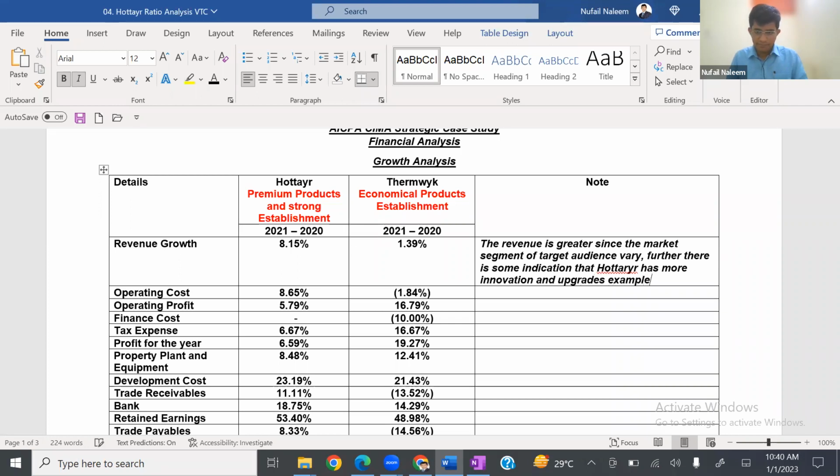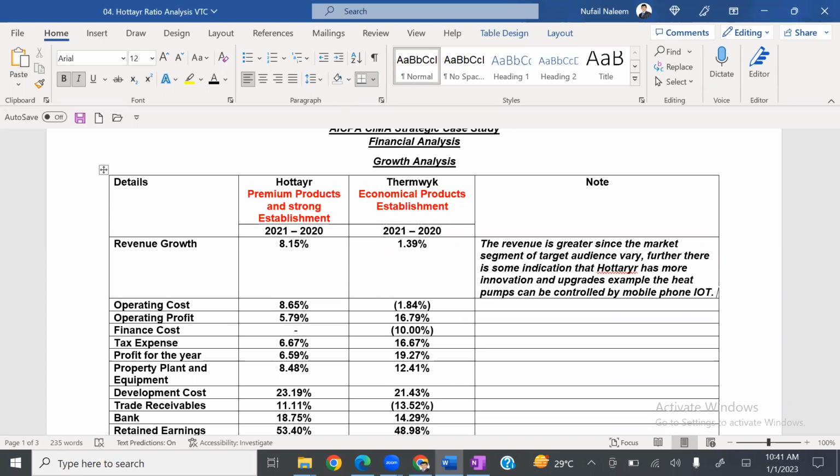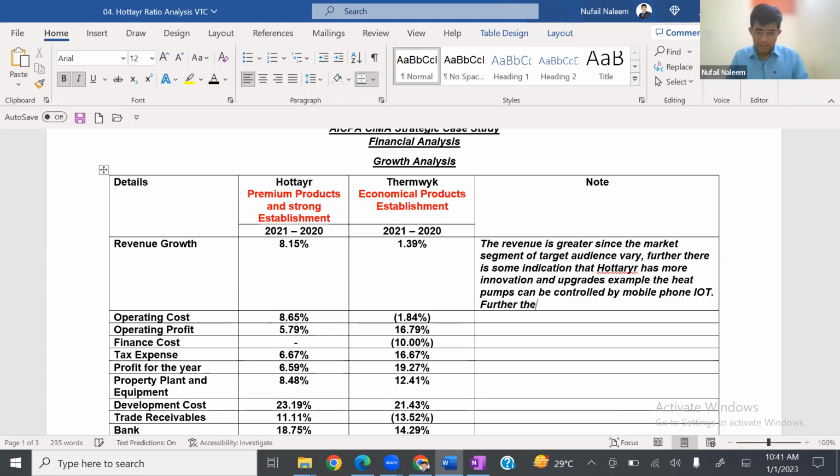Example, the heat pumps can be controlled by mobile phone. And can I just mention IoT? IoT means Internet of Things. That is one more thing. Further, the strong network with the B2B clients. B2B clients.